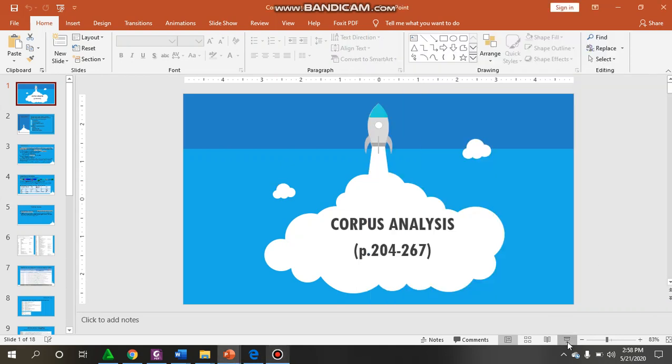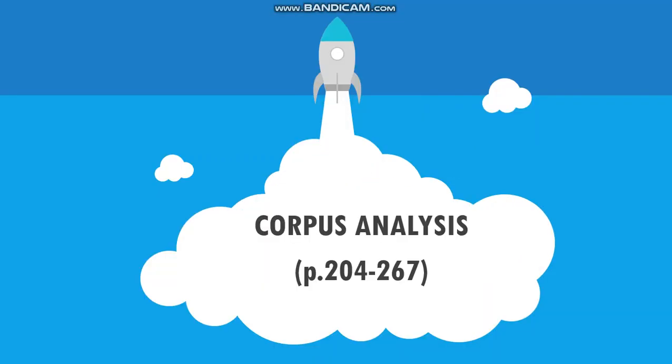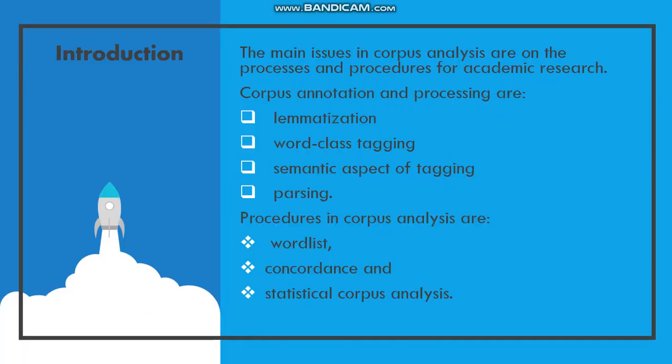Hi, everybody. So today we are going to continue our discussion about corpus analysis. Basically, after you learn how to use, for example, the English corpus like the British National Corpus or COCA, you are going to learn how to do analysis. There are four things that we are going to learn today about corpus annotation and processing and the procedure in corpus analysis.